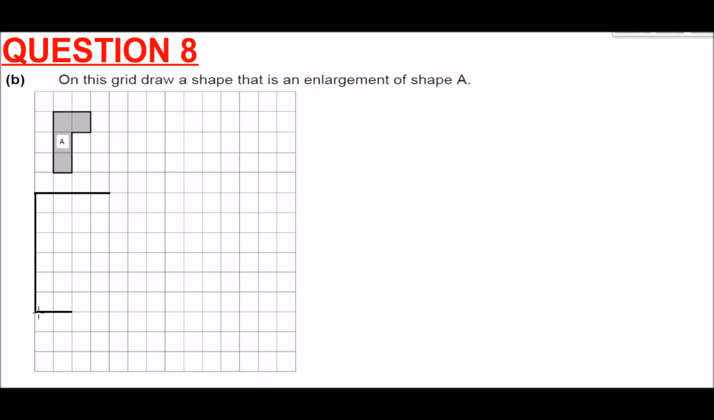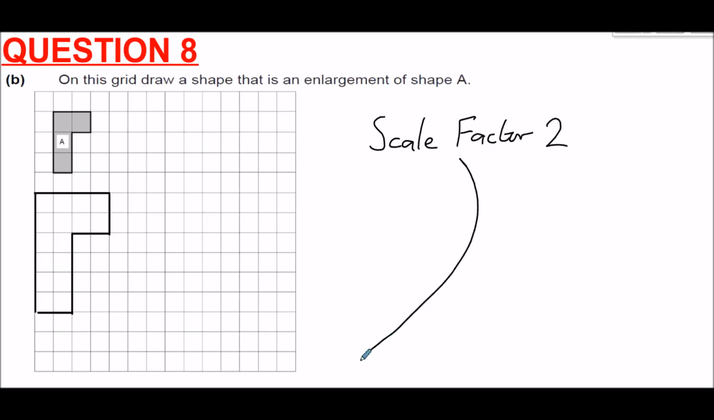Instead of being 1 square wide, this bit would now be 2 squares wide. And just completing the shape in the same way by multiplying the original lengths by 2. That's one possibility. That's where it's scale factor 2. So scale factor 2 has been drawn in black. Not that you'd have to label it, just draw it. I'll show you as well scale factor 3 in case you want to be a bit more adventurous.